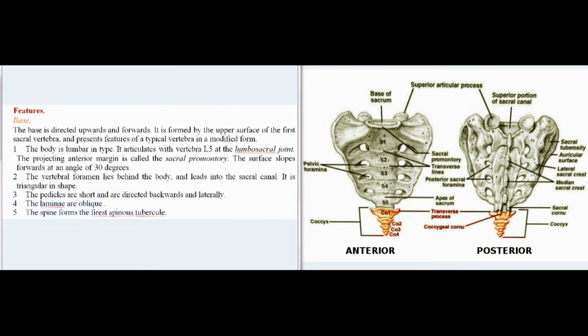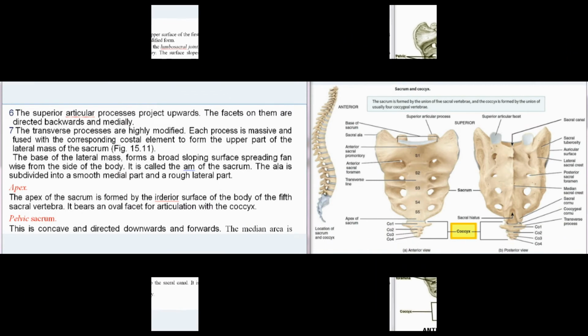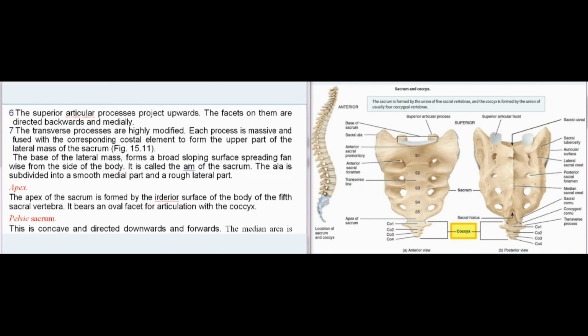3. The pedicles are short and are directed backwards and laterally. 4. The laminae are oblique. 5. The spine forms the first spinous tubercle. 6. The superior articular processes project upwards. The facets on them are directed backwards and medially.